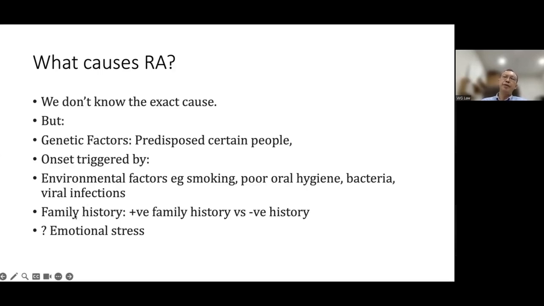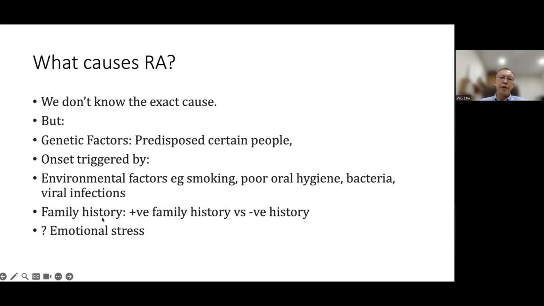Then there is family history, which is probably related to the genetic predisposition. If you have a family history of rheumatoid arthritis, there is a higher risk that you may develop RA. But having said that, a lot of patients who develop rheumatoid arthritis, in fact, do not have a family history.